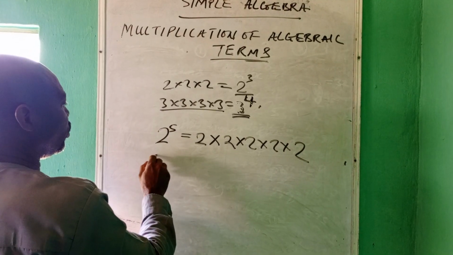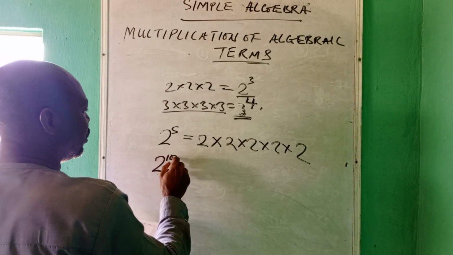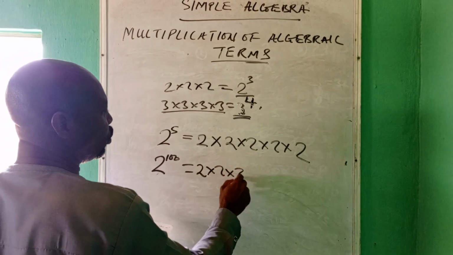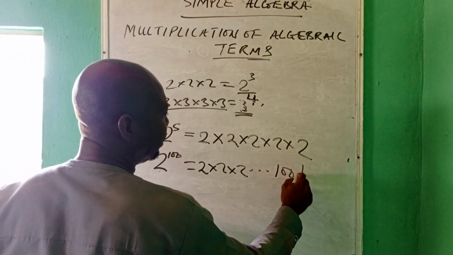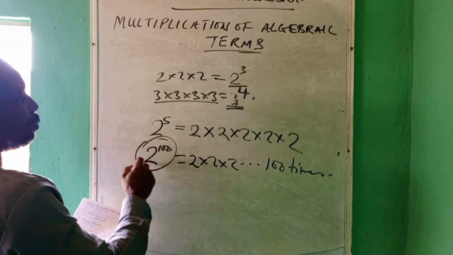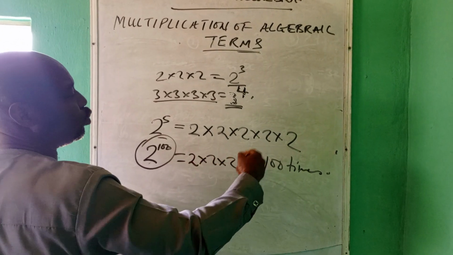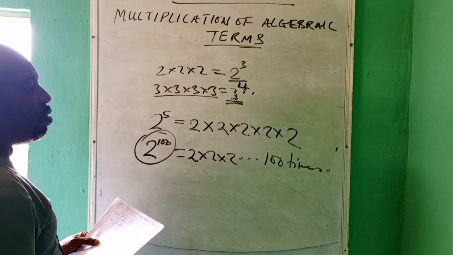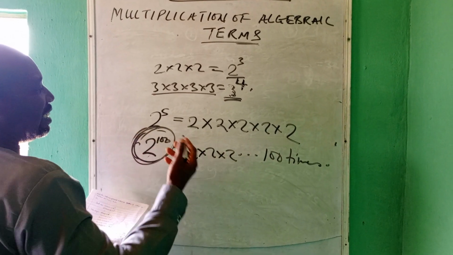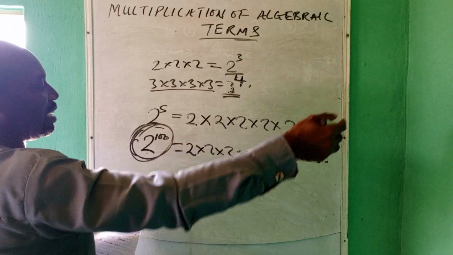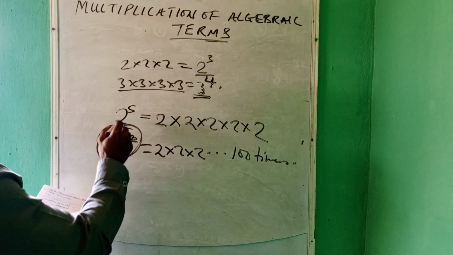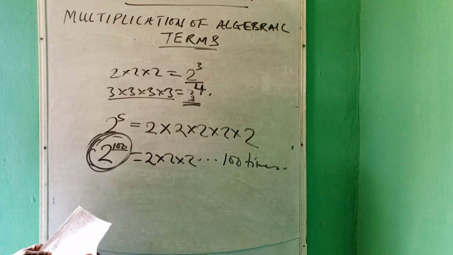If you see 2 raised to the power 100, this board will not be able to contain it. It means 2 times 2 times 2 up to 100 times. That's what it means. So you can see that this thing has helped to shorten multiplying 2 times 2 up to 100 times. This is one of the advantages of using the index form. So if you multiply something 100 times, you can say it is that thing raised to power 100, and this is 2 raised to power 5.